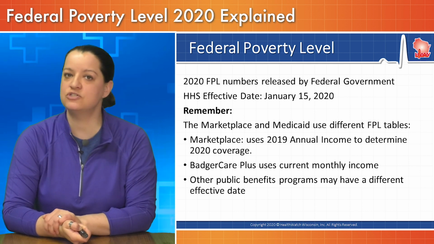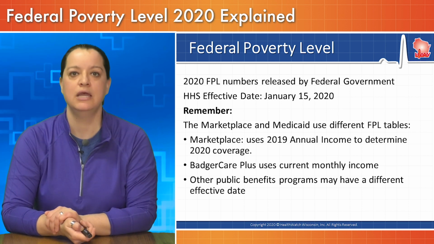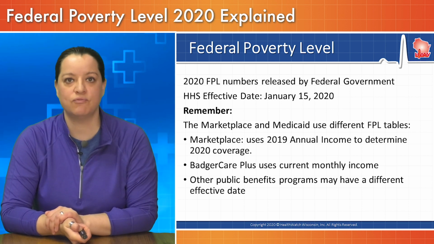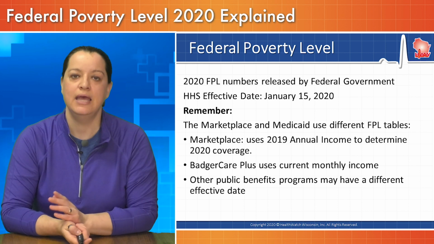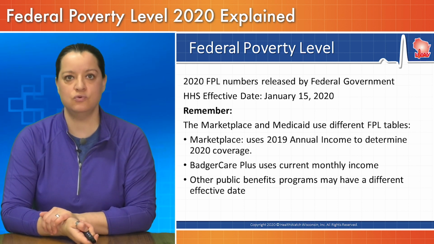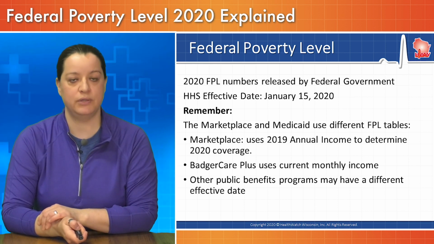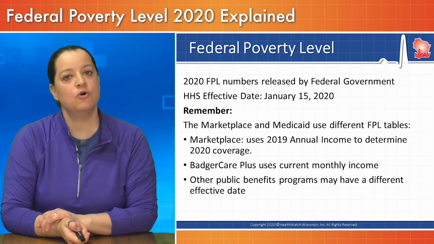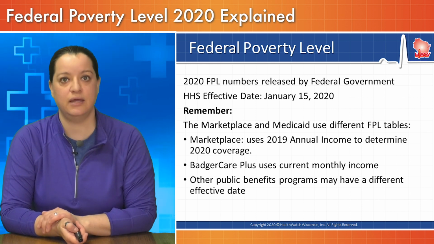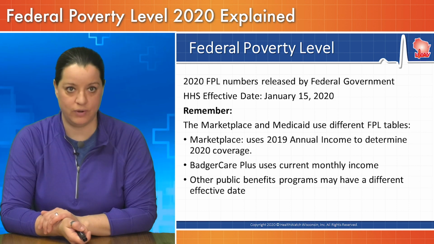Also, keep in mind that certain programs might use the 2019 federal poverty level moving forward, even though we're physically in 2020. One example of that is the Affordable Care Act's Marketplace. You may be using the 2019 annual income to determine your eligibility for 2020 coverage. So be careful to read the rules and guidelines of which FPL chart you are using for which program.